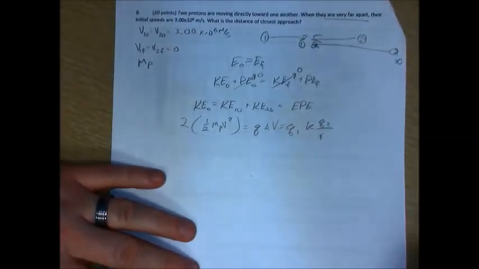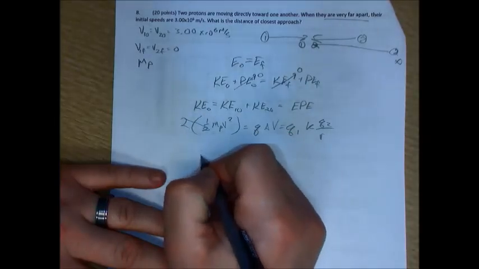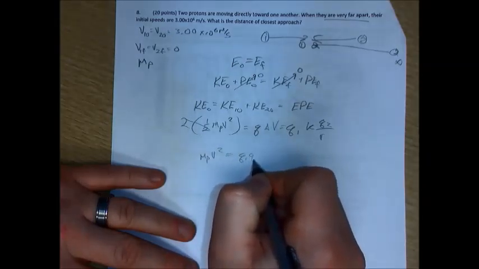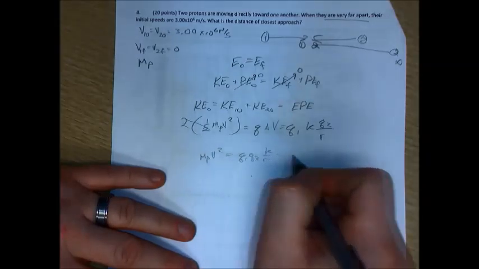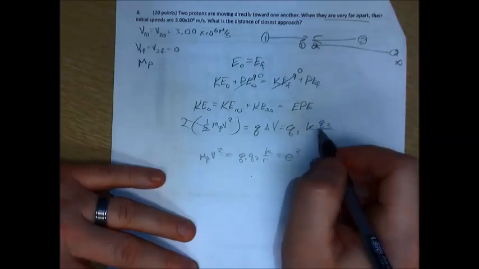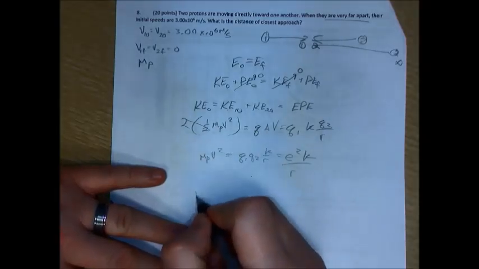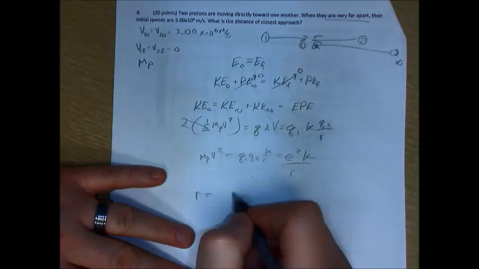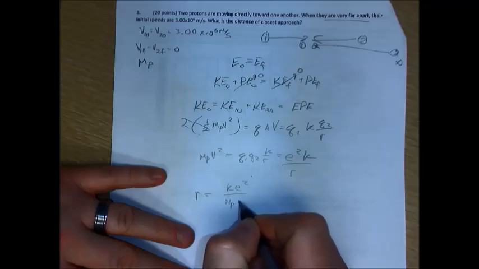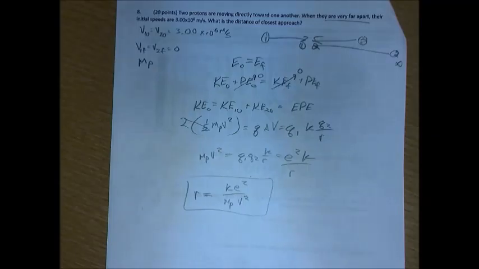Alright, let's see. So this would be 2 times 1/2, those would cancel. So it's MP V squared equals Q1 Q2 K over R, which just equals E squared because each proton has the elemental charge, right? Times K over R. Then R is equal to K E squared over mass of a proton times V squared. You can plug in the numbers there.